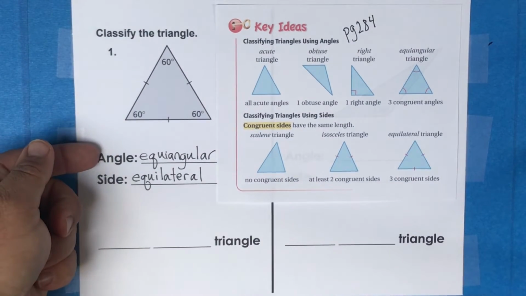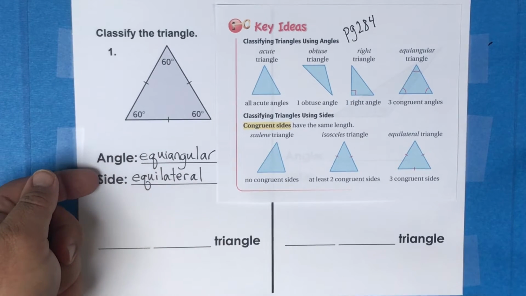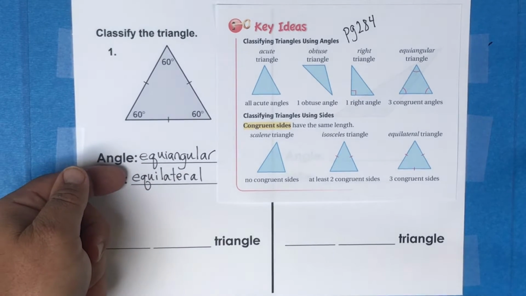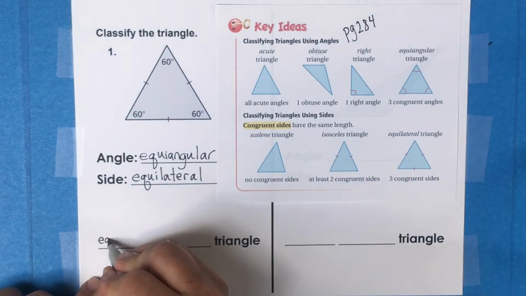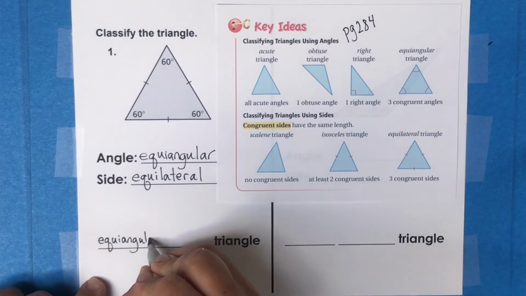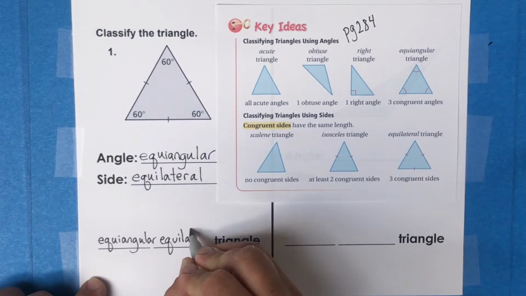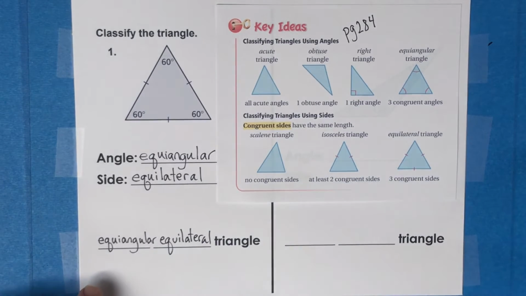So angle measurements is equiangular, side length is equilateral. So our official classification title for this triangle would be equiangular, equilateral triangle.